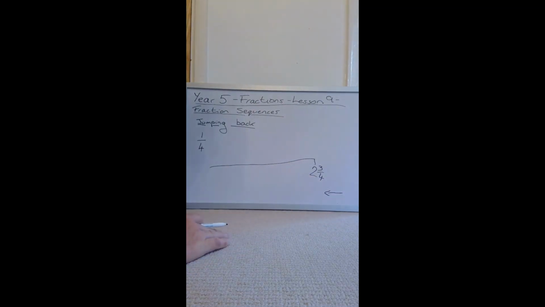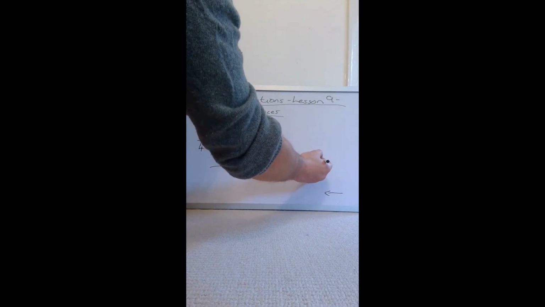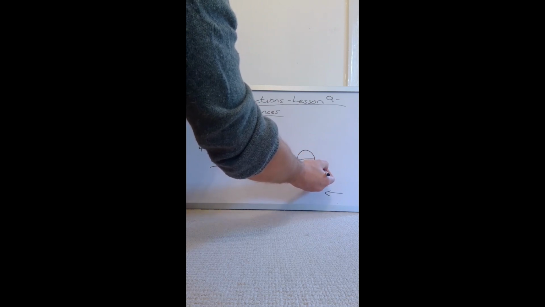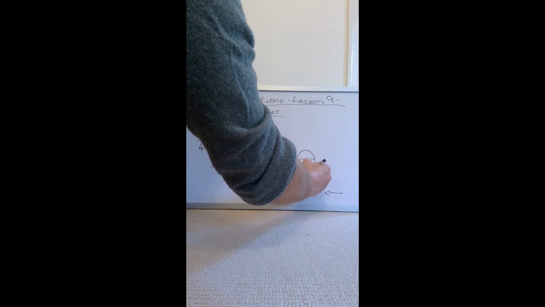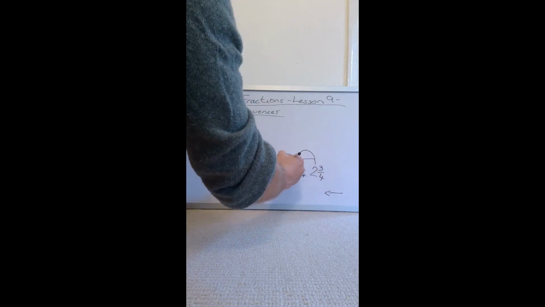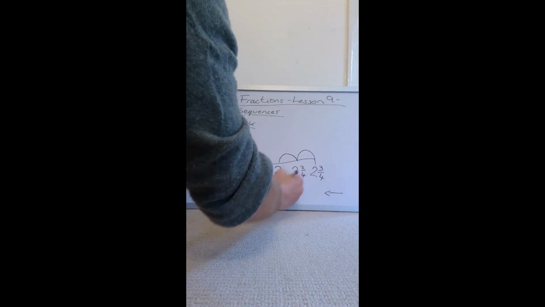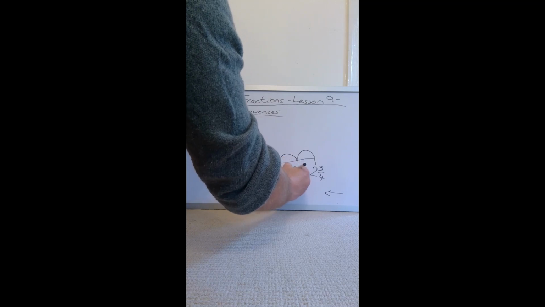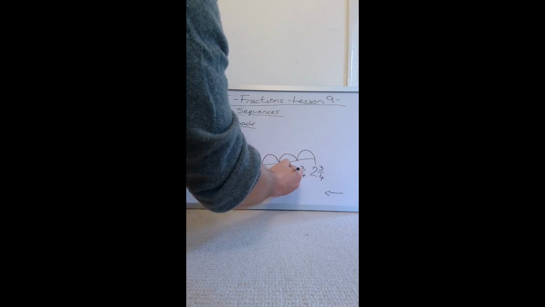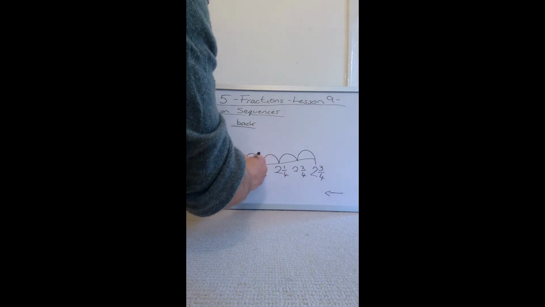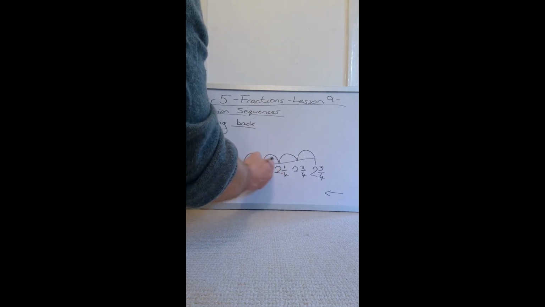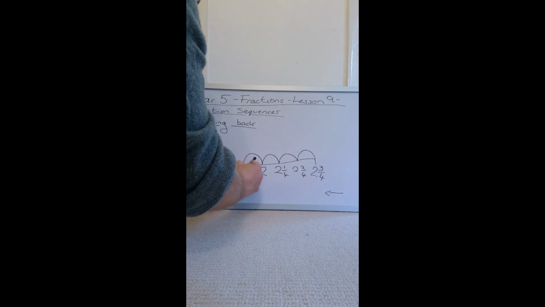So we jump back 1 jump. So 3 take away 1 will become 2 and 2/4. You jump back again, becomes 2 and 1/4. Jump back again. Now there's no quarters, so it's 2 wholes. We jump back again. We now actually bridge through 2, and we're going into 1 and 3/4.